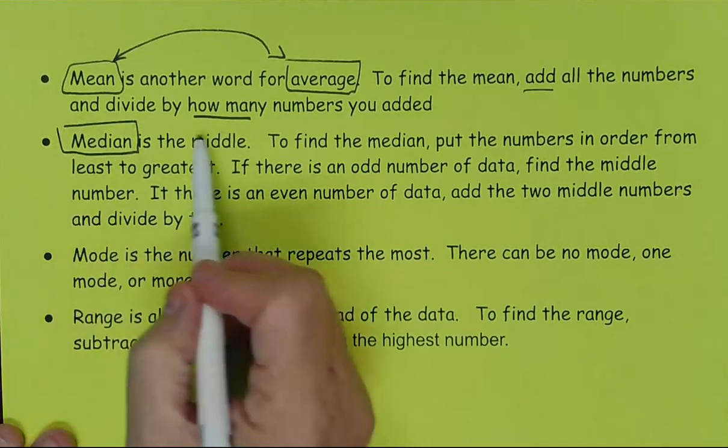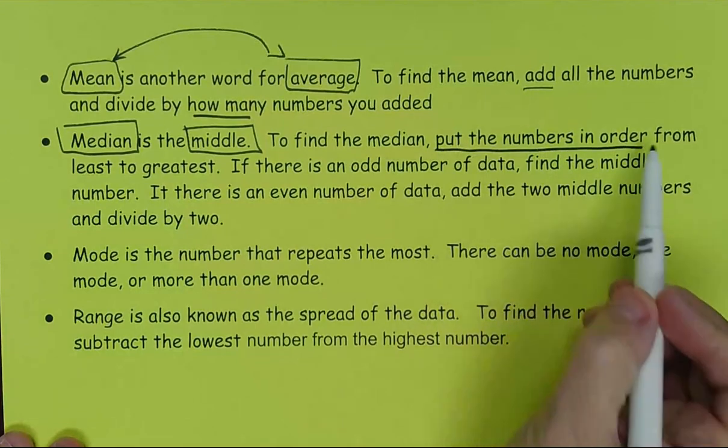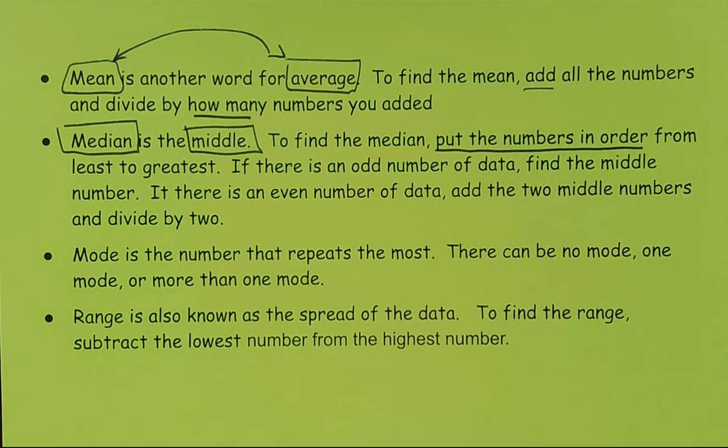The second one, the median. Median, I like to say, is like the middle. So if you think about driving down the road, the median is in the middle. The trick with the median is that you have to put the numbers in order from least to greatest. If you just pick the middle number off of a list that you're given, most likely it's not going to be correct. So put the numbers in order from least to greatest and then find the middle. If there's an odd number of data, finding the middle is easy. Just pick the middle number. If there's an even number, you have to find the 2 in the middle, add those, and divide by 2. So we'll look at some examples of both of those situations.